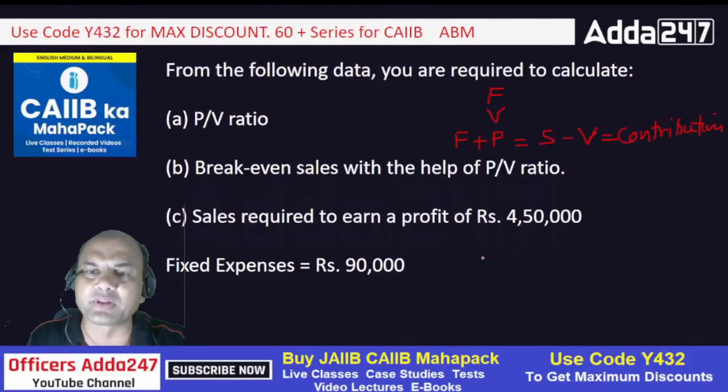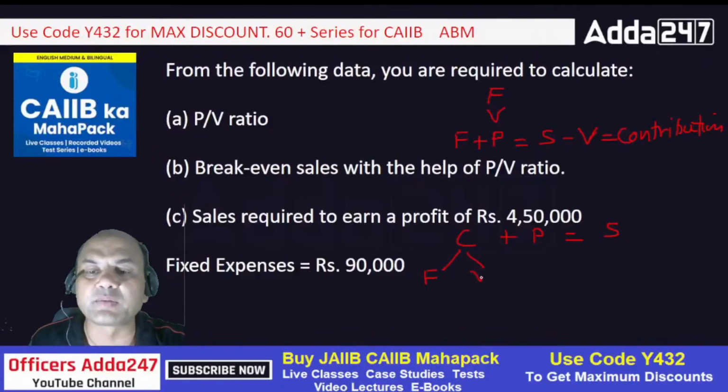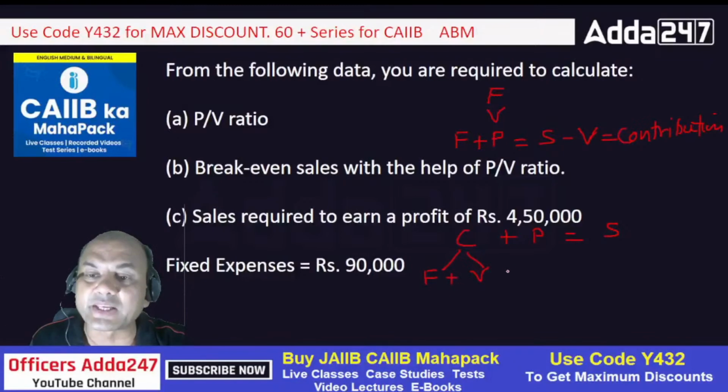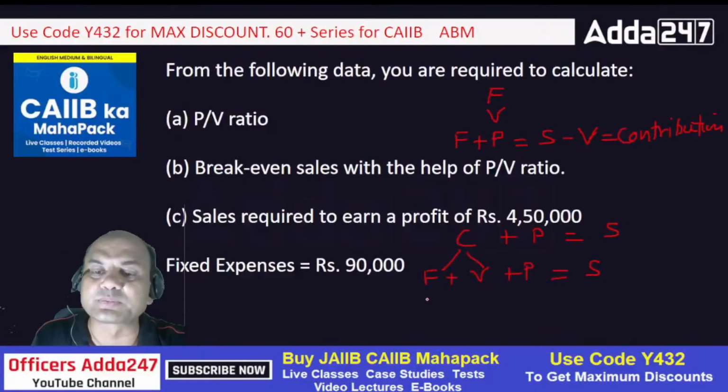You know one simple formula. In school you had studied cost plus profit equals sales. So what is this cost involved? The cost consists of two parts: fixed cost and variable cost. Now write it again: fixed plus variable plus profit equals sales price. Take V on the other side. So F plus P becomes S minus V, isn't it?